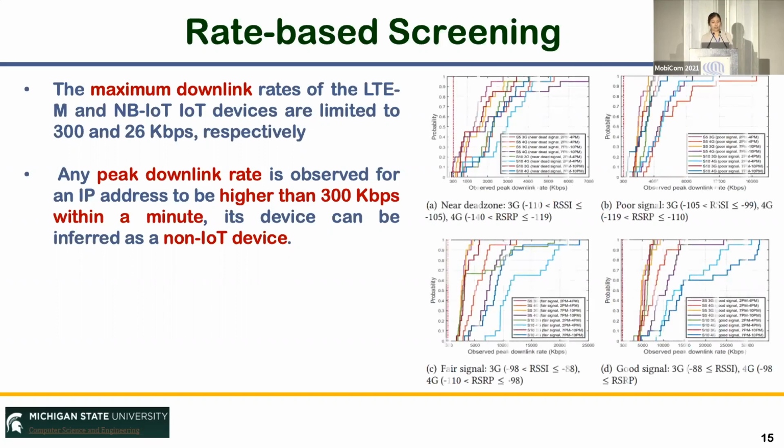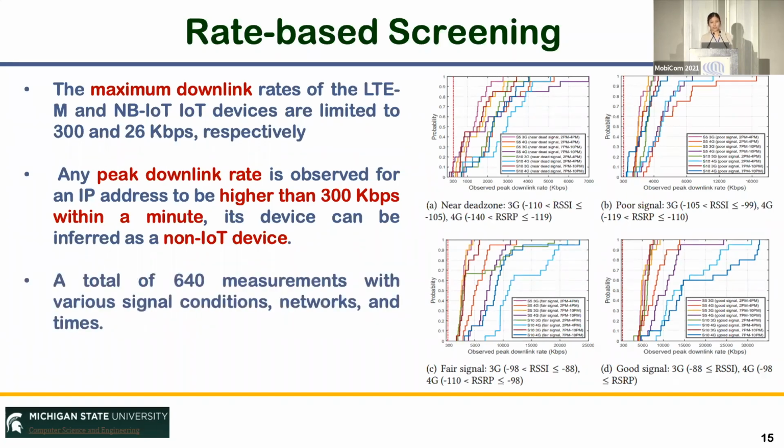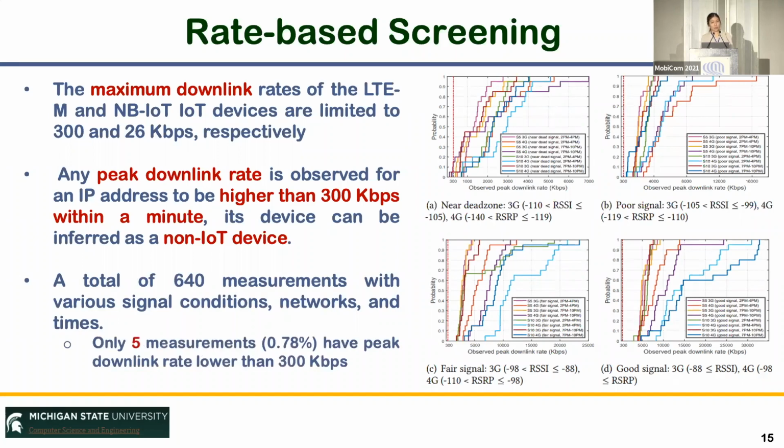As shown in the right figures, we tested the peak downlink rates of 2 non-IoT devices in various scenarios with a total of 640 measurements. It is observed that only 5 measurements, which is only 0.78% of the total, have peak downlink rates lower than 300 kbps, and they are collected in the near dead zone case.